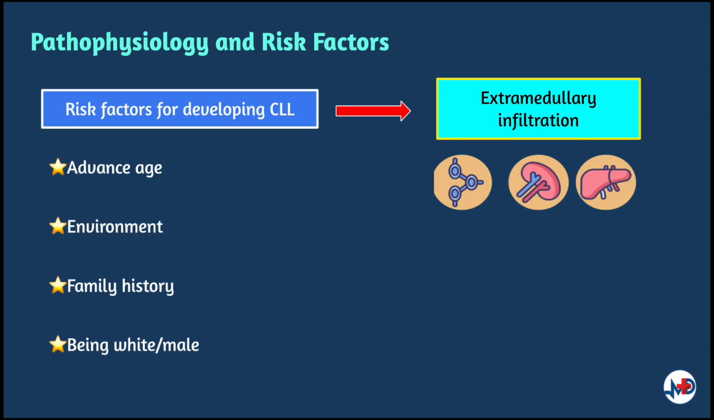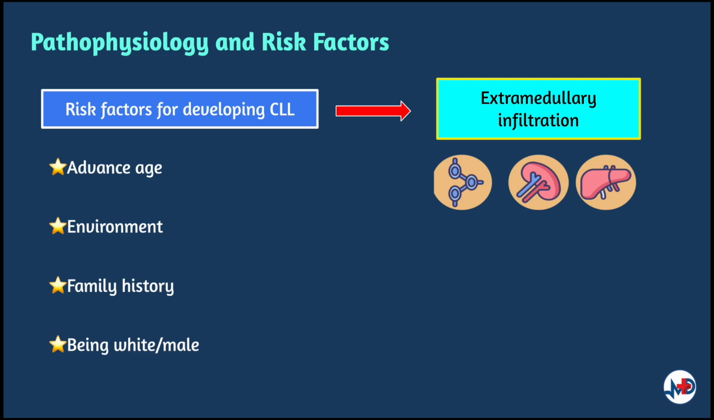The exact cause of CLL remains unclear, but is thought to be a result of accumulation of multiple genetic alterations affecting oncogenes and tumor suppressor genes, leading to increased cell survival and resistance to apoptosis. Risk factors include advanced age, as CLL is considered to be a disease of the elderly, environmental factors such as organic solvents, family history, and being a white male.